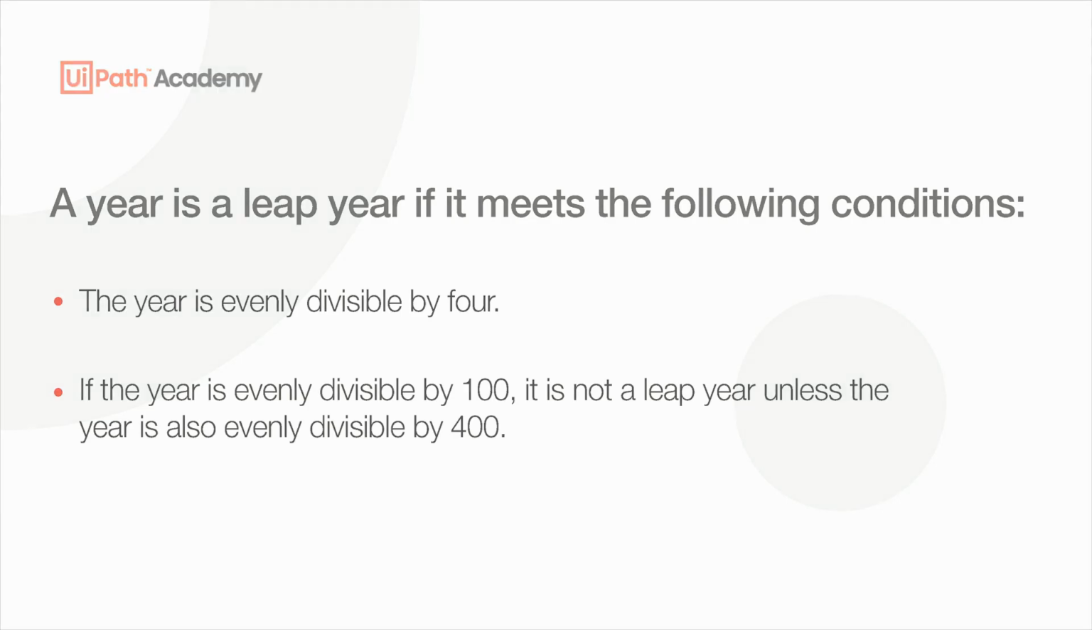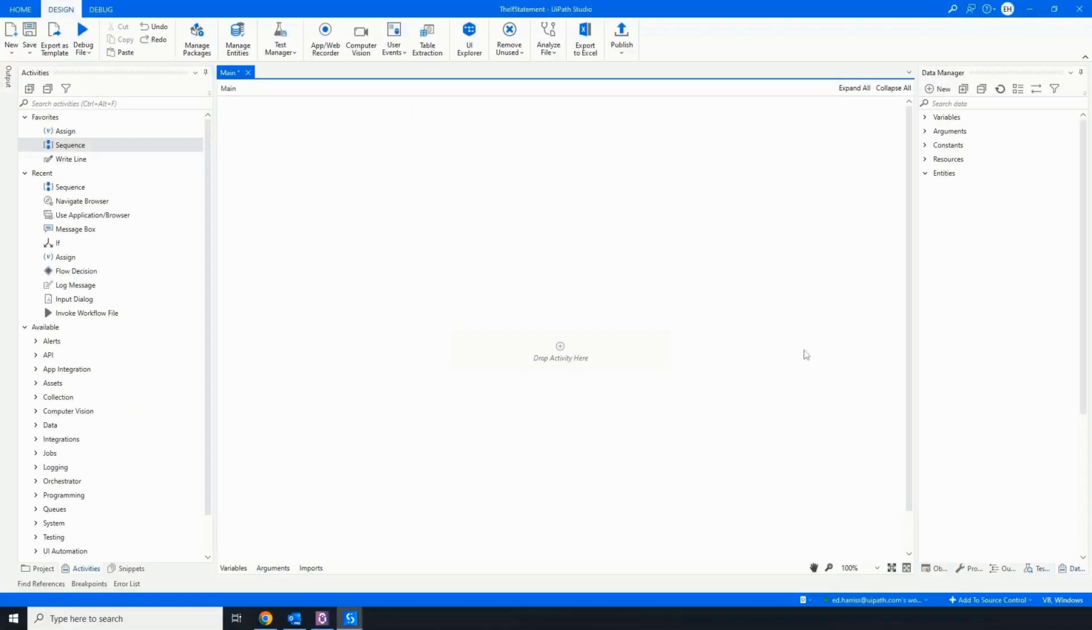As for the workflow design, we'll build a simple project that asks the user to input a year. It then checks if the conditions are met and prints a message to indicate if it is a leap year or not. We encourage you to build along with this demo. Additionally, you'll find the input files used in the demo after this video. Let's see how we can use an if activity in a sequence workflow.